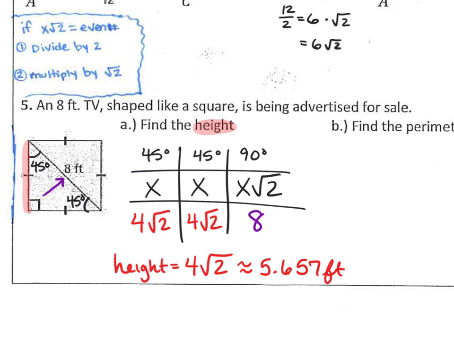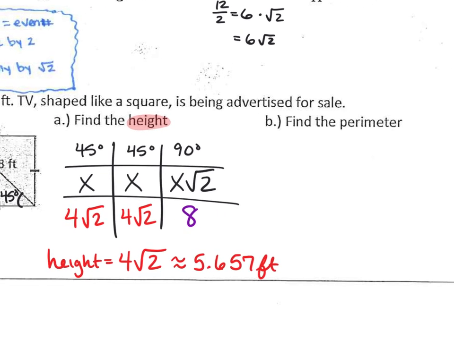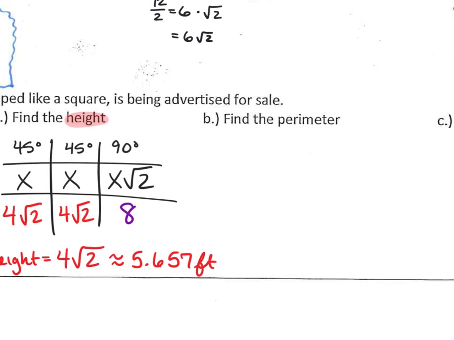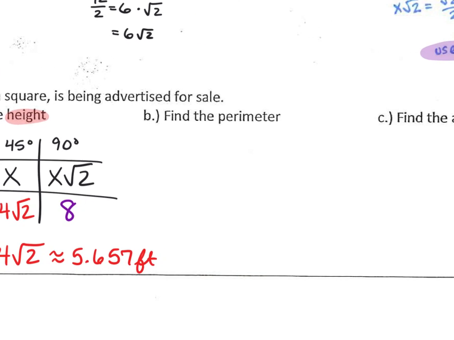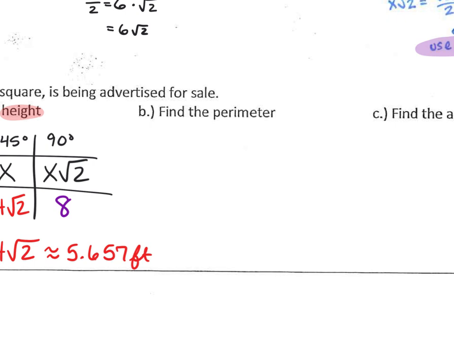Questions before I move on to the next one. You set up your tic-tac-toe board, fill in the one piece of information you know, and then find the missing pieces of information. But of course, we don't have to stop there. We can ask you further questions like maybe find the perimeter. How do you find the perimeter of something? Add all the sides.